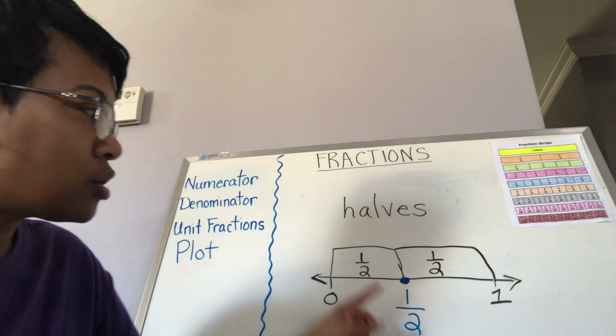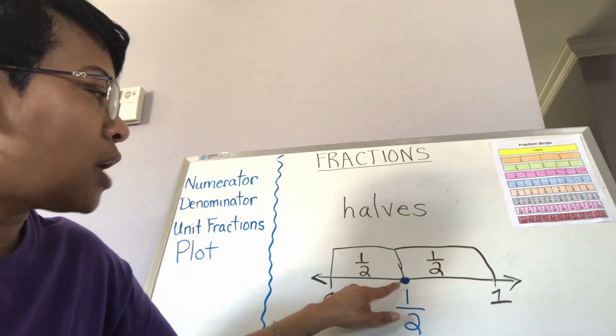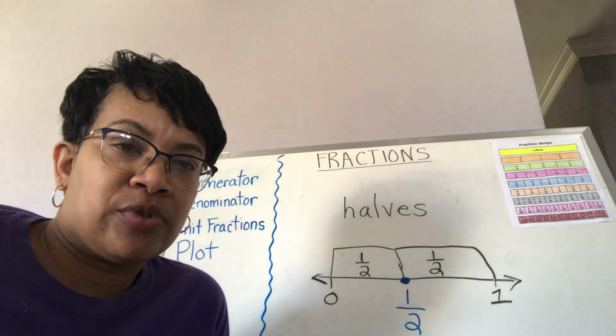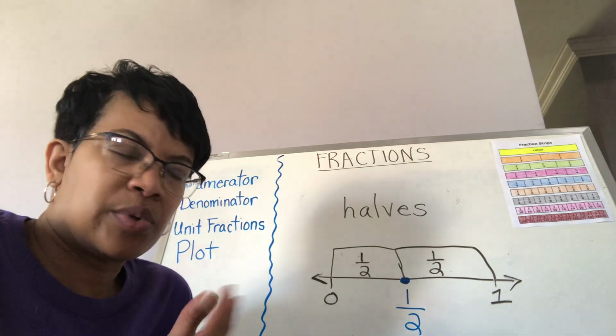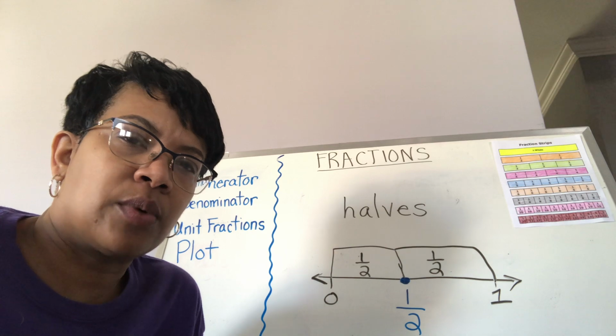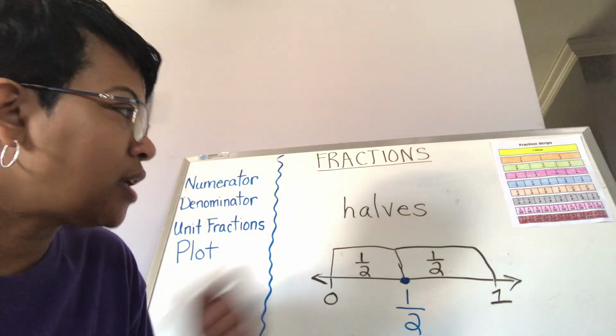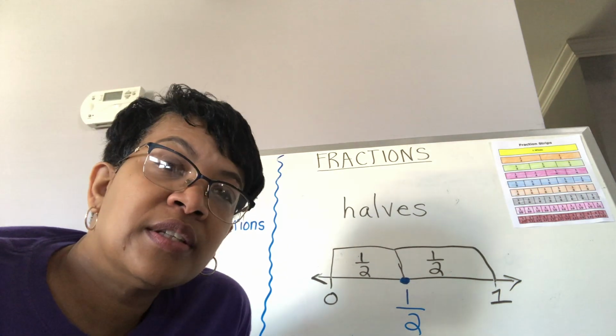But again, this one should have been easy because you have a whole line here and I put a dot directly in the middle. So you know that that represents a half. And that kind of reminds you of the picture we did in the beginning of this video when I showed the circle and half of it was shaded. So there's your 1/2.